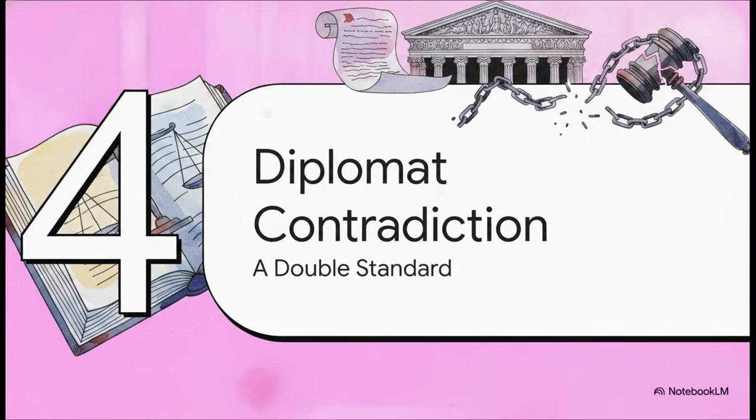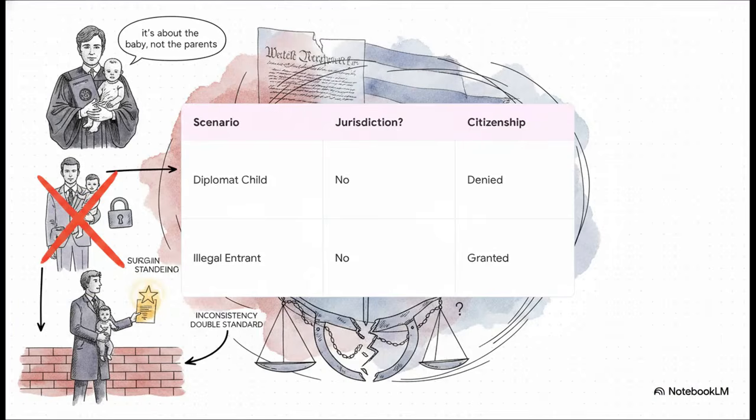Section 4. The diplomat contradiction. Let's see how this builds into a really specific legal contradiction the author identifies. The Supreme Court often defends birthright citizenship for unlawful entrants by saying, hey, it's about the baby, not the parents. But the author points out a massive inconsistency here, the diplomat exception.